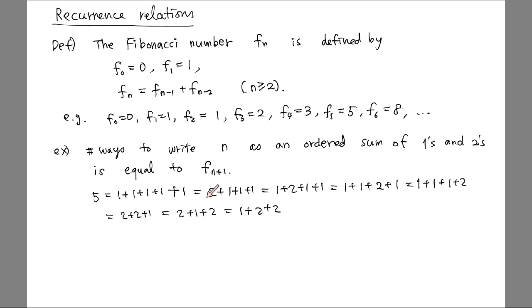And notice that I expressed 5 as a sum 2 plus 1 plus 1 plus 1, and also 1 plus 2 plus 1 plus 1. They are considered to be different because we are considering ordered sums. We also take into account the order of the summands. So there are 8 possibilities, and 8 is equal to f of 6. This confirms that this sentence is true when n equals 5.